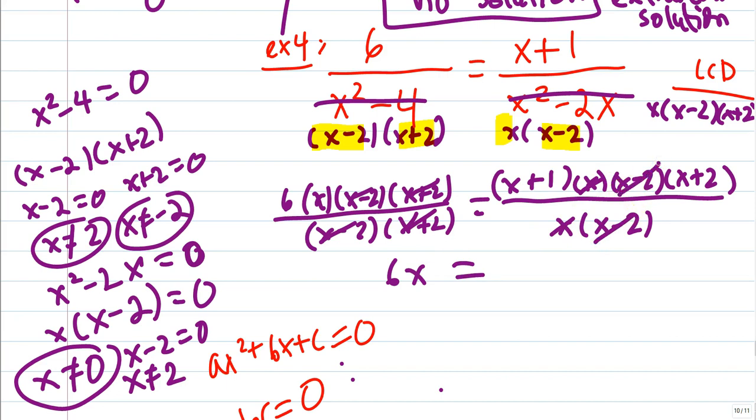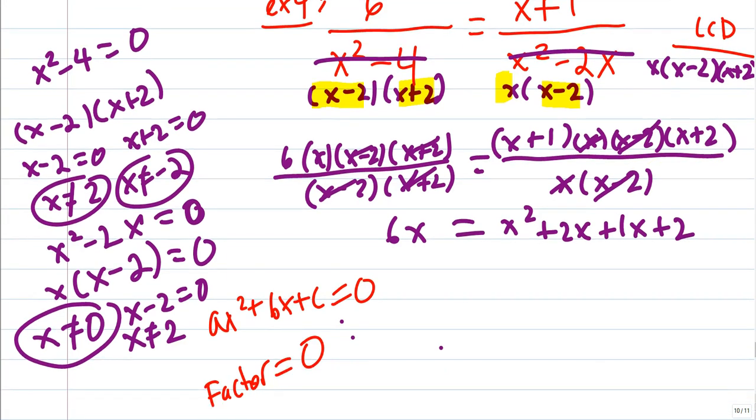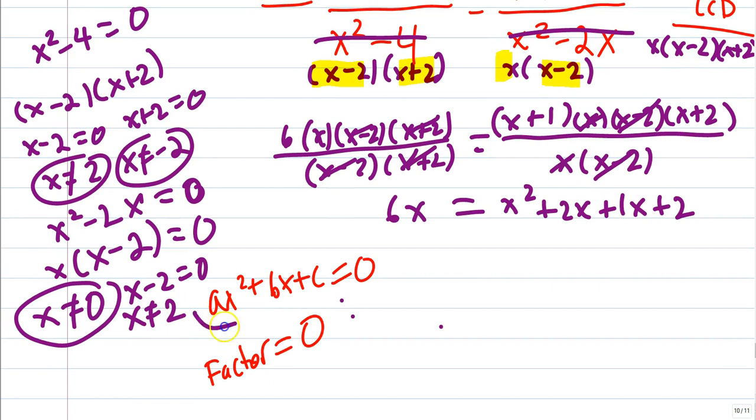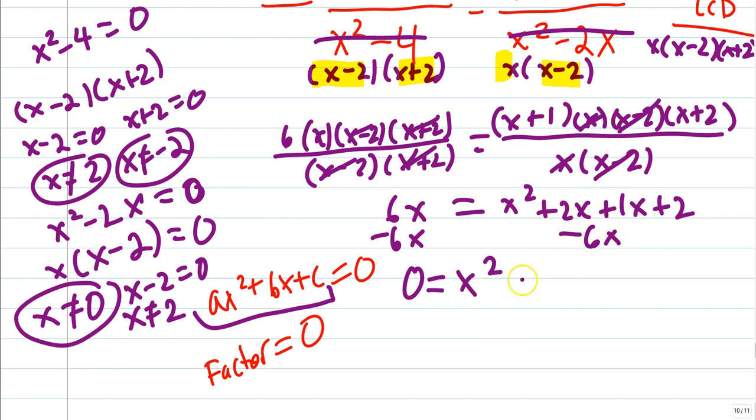Well, the right side's a little messy. That's okay. We know how to distribute. X plus 1 times x plus 2 gives us x squared plus 2x plus 1x plus 2. So basically just distributing that out. This is a quadratic, an ax squared plus bx plus c, which means I want that set equal to 0, just like we've done in chapter 6. So I'm going to move that 6x over and get 0 is equal to x squared, 2 plus 1 is 3, 3 minus 6, how about negative 3x plus 2?